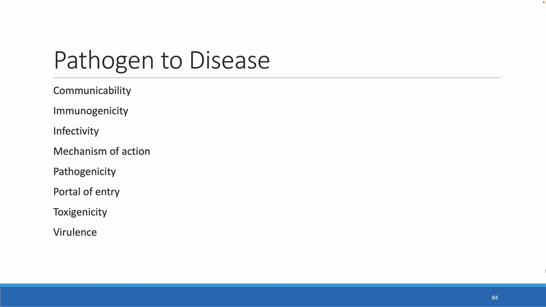The pathogen to disease, there's all these terms that you should know. Communicability, the ability to transfer the infection from one place to another. Immunogenicity, the ability to stimulate the immune response. Infectivity, you know these terms, so we won't spend any time going over them.